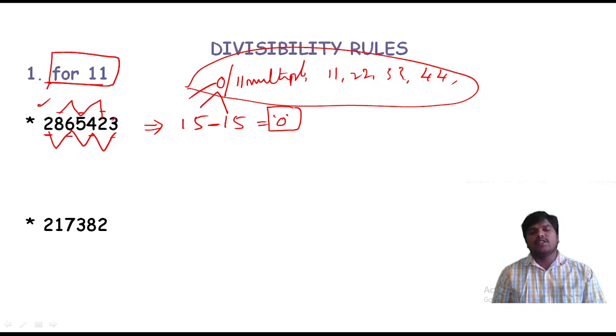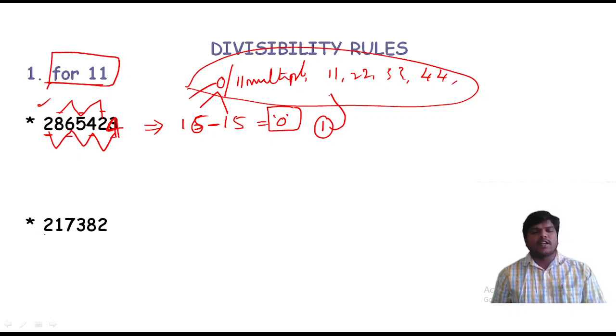If we change 3 to 4, then what happens? It becomes 16 and the other is 15. 16 minus 15 is equal to 1. Then it is not divisible by 11 and it is not a multiple of 11. Then this number is not divisible by 11 when we keep 4 here.